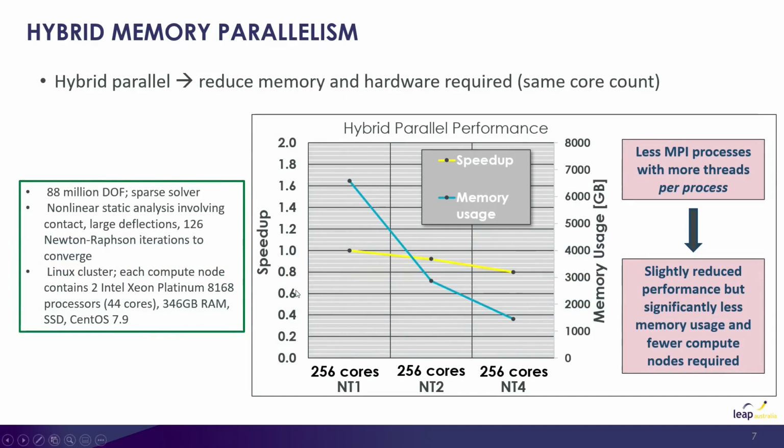to the speed up. So here we see a large model example running on a high core count. And as you move up the number of threads per process, less processes. So NT1, that's equivalent to your distributed. You see almost a 7 times reduction in the memory requirements with only a 20% reduction in the speed up there.